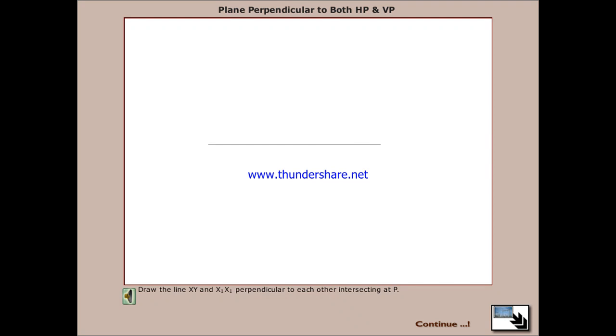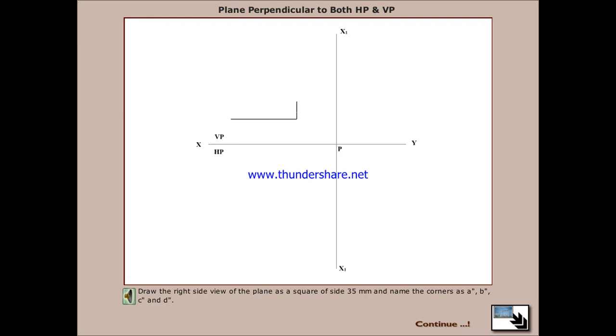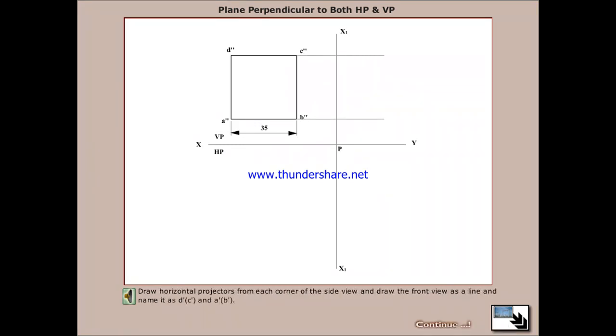Draw the line XY and X1 perpendicular to each other intersecting at P as shown in figure. Draw the right side view of the plane as a square of side 35 mm and name the corners as A double dash, B double dash, C double dash and D double dash. Draw horizontal projectors from each corner of the side view and draw the front view as a line and name it as D dash, C dash and A dash, B dash.